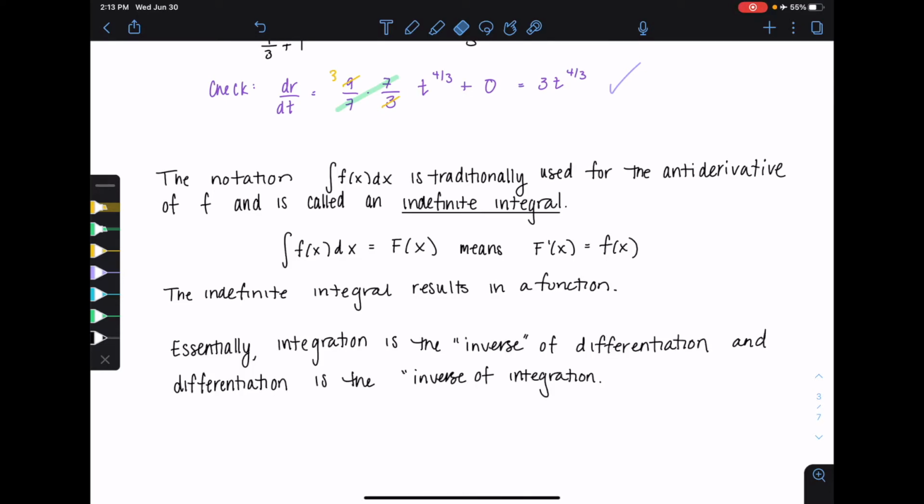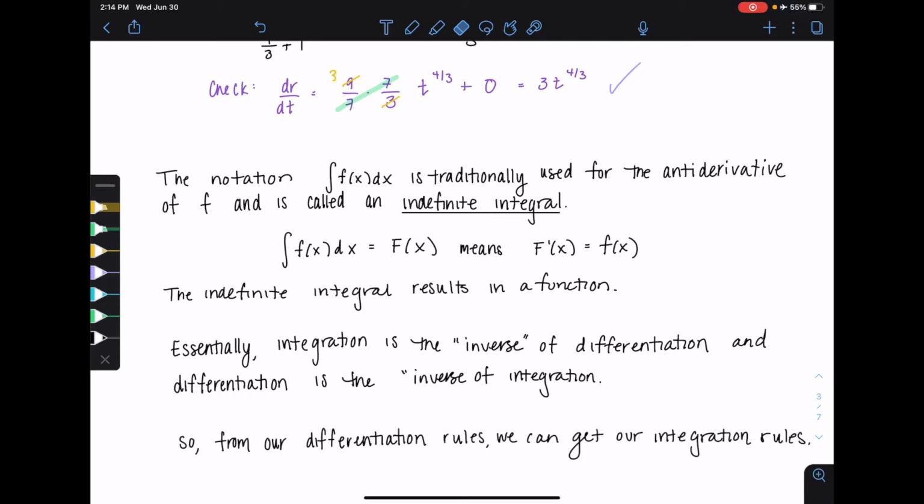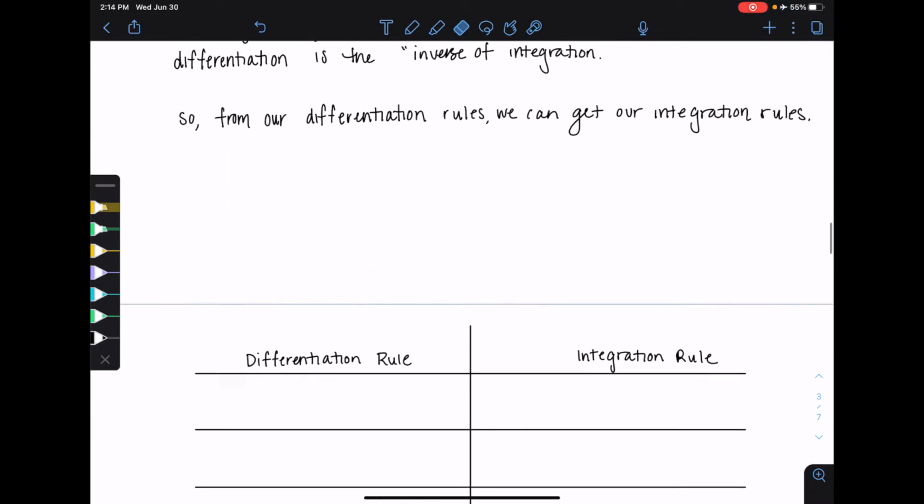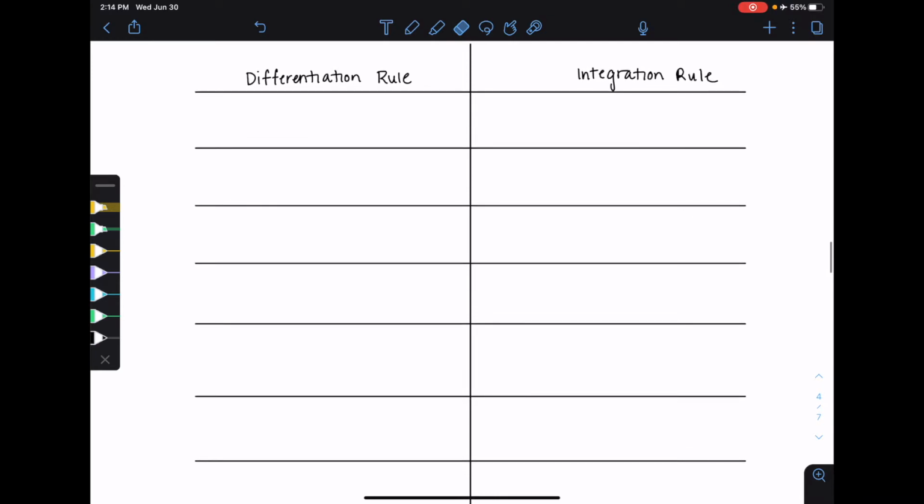But ultimately, integration, antiderivatives are the inverse of differentiation. And likewise, if I have a derivative, its inverse is going to be integration. So there's a really strong connection between differentiation and anti-differentiation or integration. So from all of our normal differentiation rules, we can actually find the integration rules. So we've got a little table we're going to go through with all the different derivative rules and how they translate to finding the antiderivative.